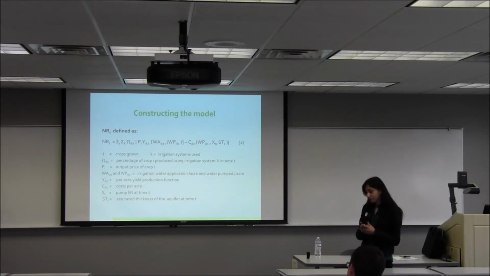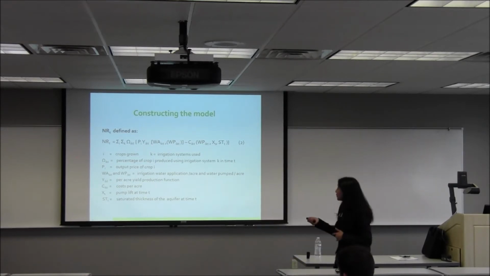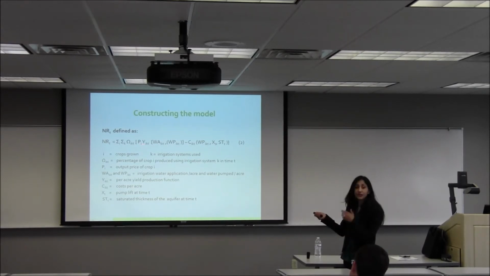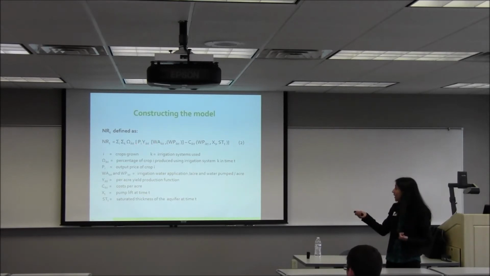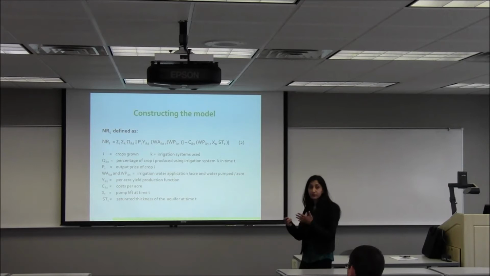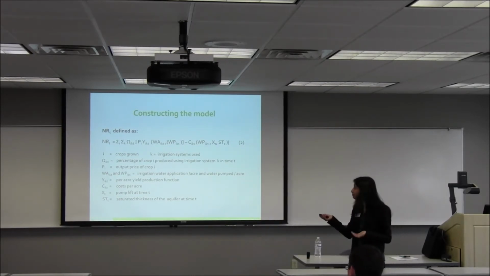Now the net revenue was defined as a function of the money that we made out of those crops. The P_i stands for the price of those crops, and Y is the production function, so price times what you're getting. The production function is a function of water applied and water pumped. So basically you're getting net returns here, and then you're subtracting the costs of production, which are a function of water pumped, saturated thickness, and the pump lift. So that is the formula that we looked at. Basically, we are looking at just net returns here.